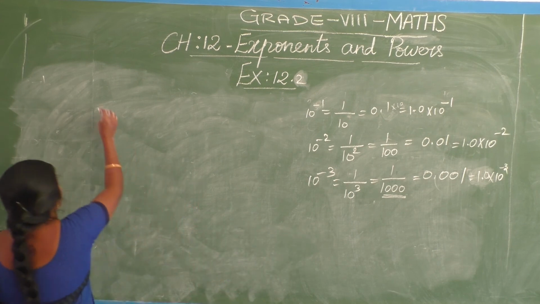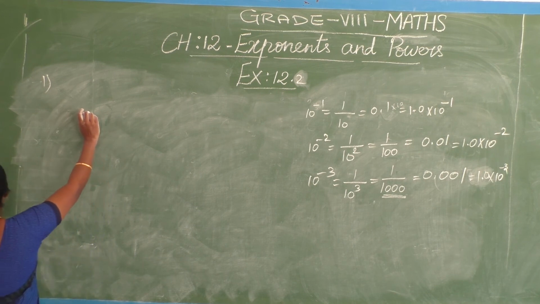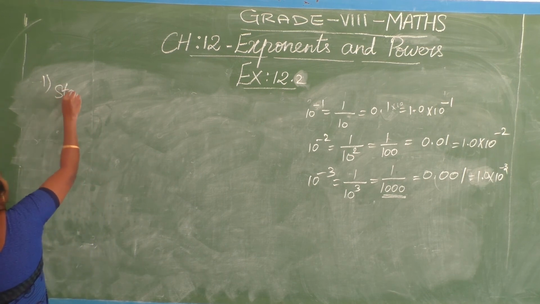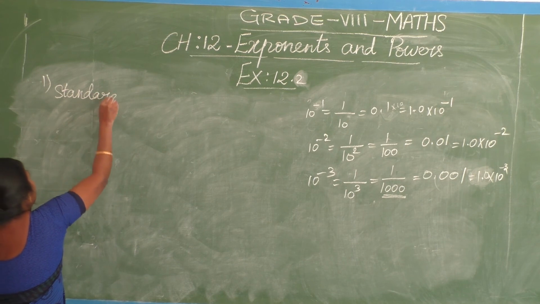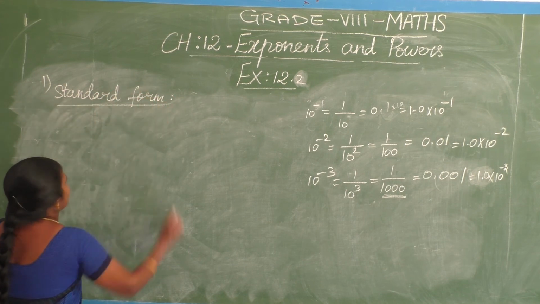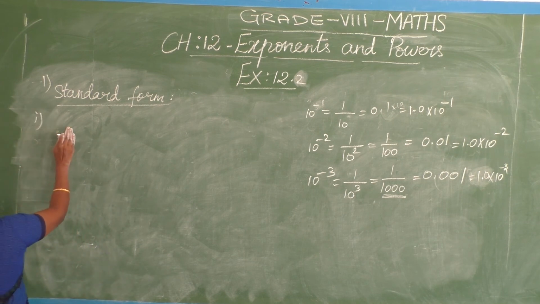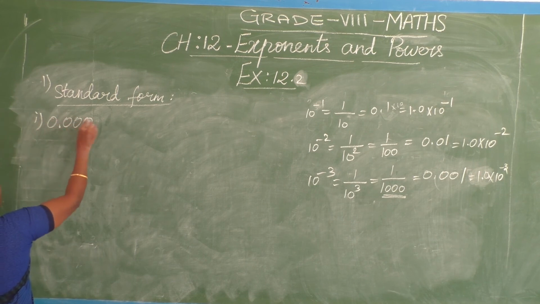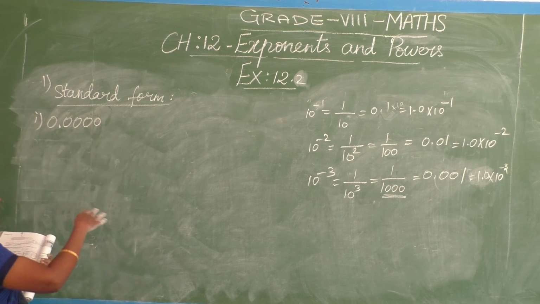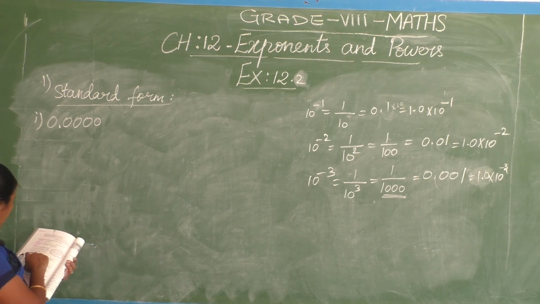See, in exercise 12.2, first question: express the following numbers in standard form, or scientific notation is also correct. Okay. Here, the first one, there are 5 questions. 0.00. While taking this type of number, you must carefully count the number of zeros. Don't leave out even one zero.